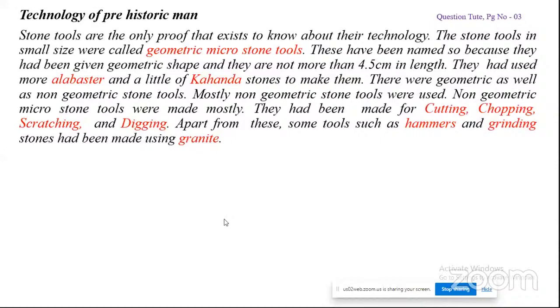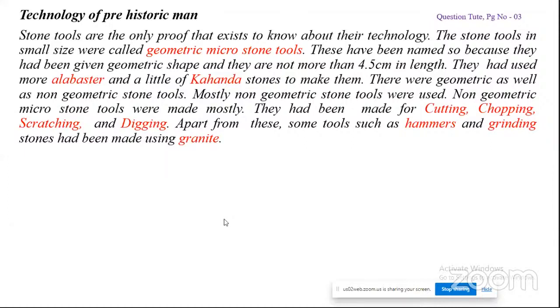Micro means very small, like 2.5 centimeters to 4.5 centimeters. These have been named so because they had been given geometrical shape and they are not more than 4.5 centimeters in length. They had used more alabaster and a little of kahanda stones to make them. So alabaster and kahanda had been used to make geometric microstone tools, not the large.